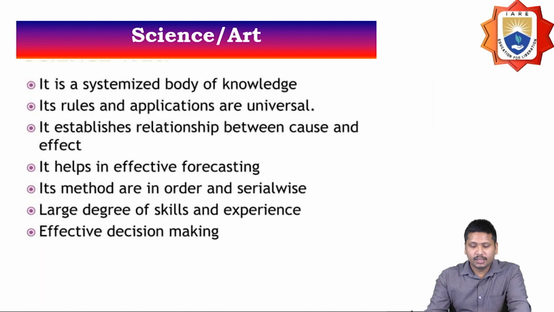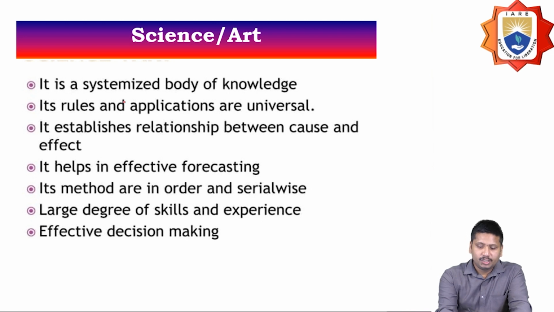So if I consider science and art, statistics also plays an important role. It should be a systemized body of knowledge, and it should have rules and applications that are universal, and it should also establish cause and effect, and it should be helpful in effective forecasting, and its methods should be used in order or serial-wise, and a larger degree of skill and experience and effective decision making are needed. Okay, so these are the features of statistics when we consider science and art.